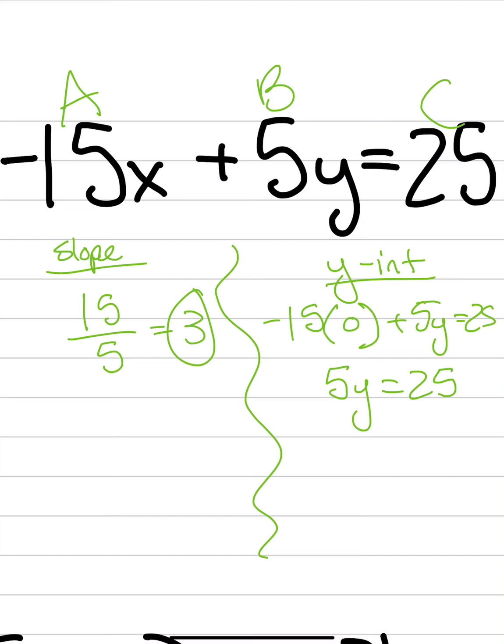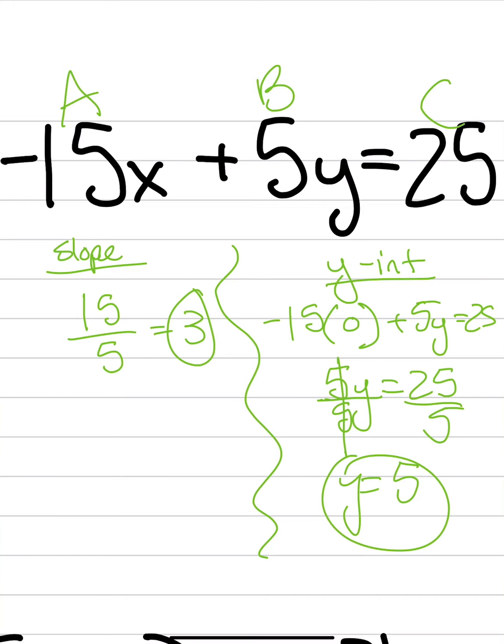We're just getting rid of our x term. Okay, and then I want my y by itself, so I'm going to divide by 5 to get rid of this. So then we just have y equals 25 divided by 5. Well, that's just 5.